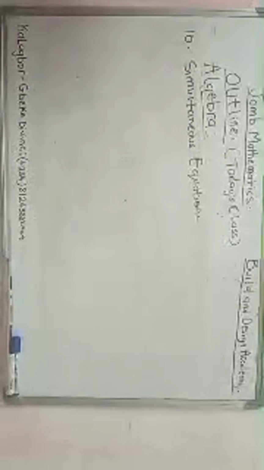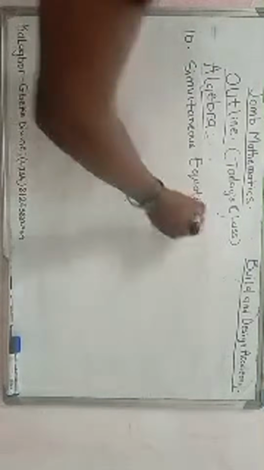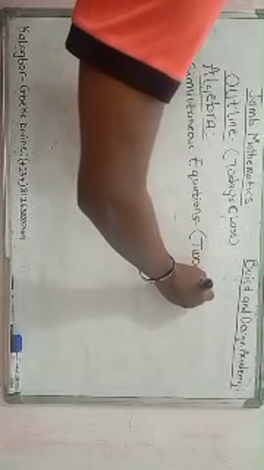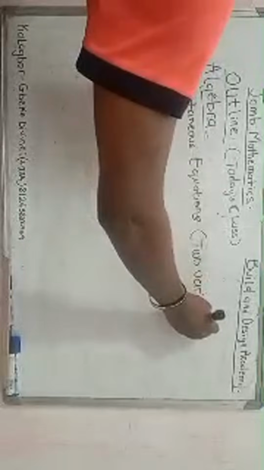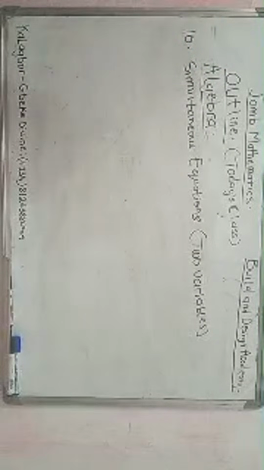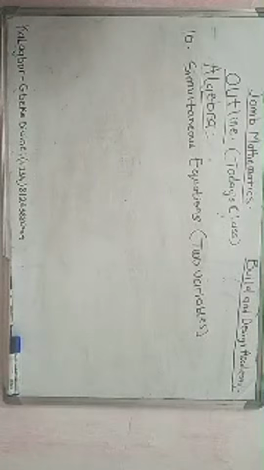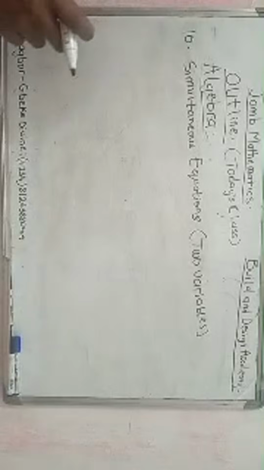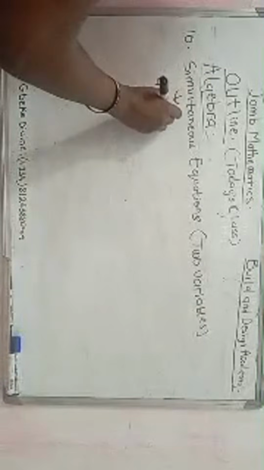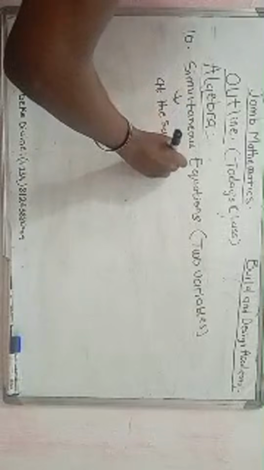Now, for simultaneous equation, we are working with more than one variable. So let's write 2 variables. Before we had only one variable, which was x. Once you see more than one variable, then we will use simultaneous equation. Now, for simultaneous equation, take note. Simultaneous simply means at the same time.